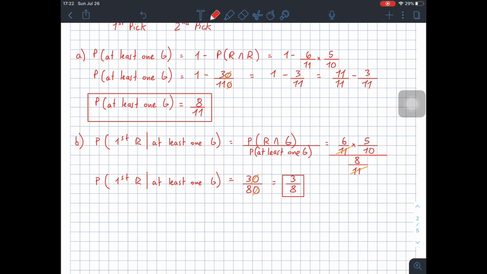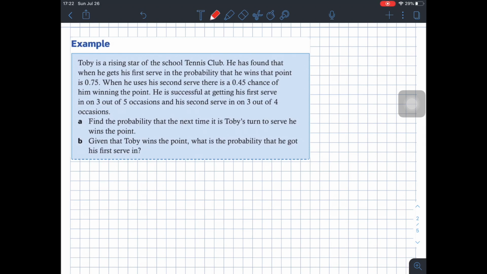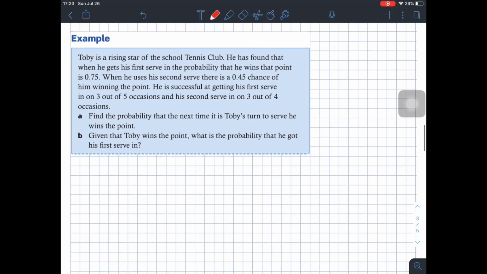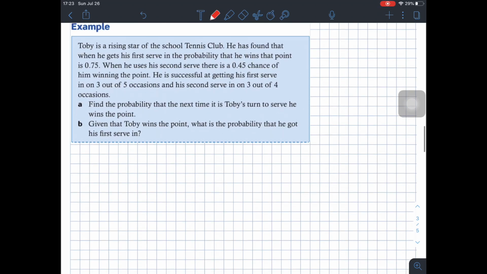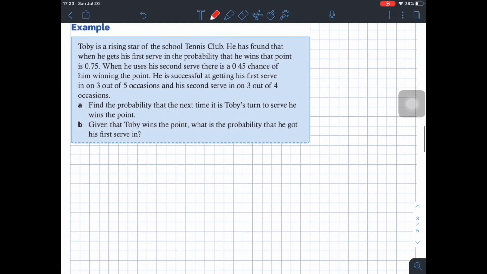Okay? Let's see one last example about tree diagrams. It says, Toby is a rising star of the school tennis club. He has found that when he gets his first serve in, the probability that he wins that point is 0.75. When he uses his second serve, there is a 0.45 chance of him winning the point. He is successful at getting his first serve in 3 out of 5 occasions, and his second serve in 3 out of 4 occasions. Find the probability that the next time it is Toby's turn to serve, he wins the point. And B, given that Toby wins the point, what is the probability that he got his first serve in?